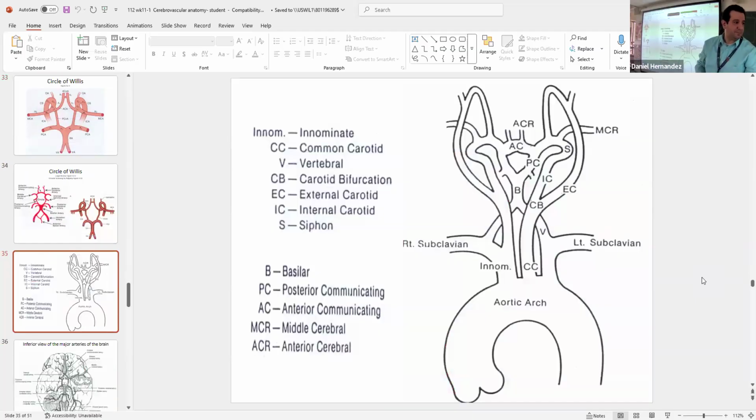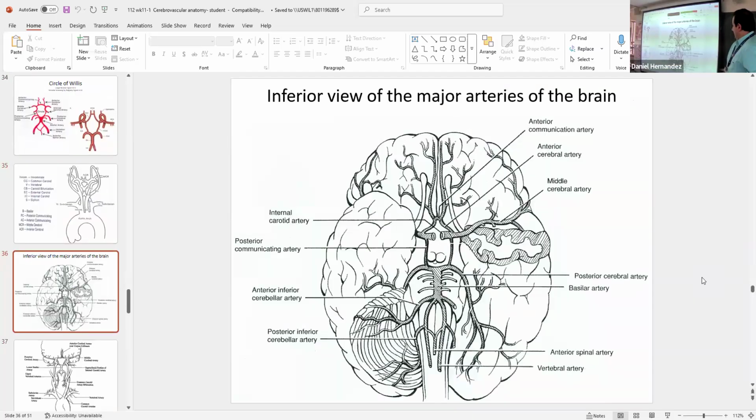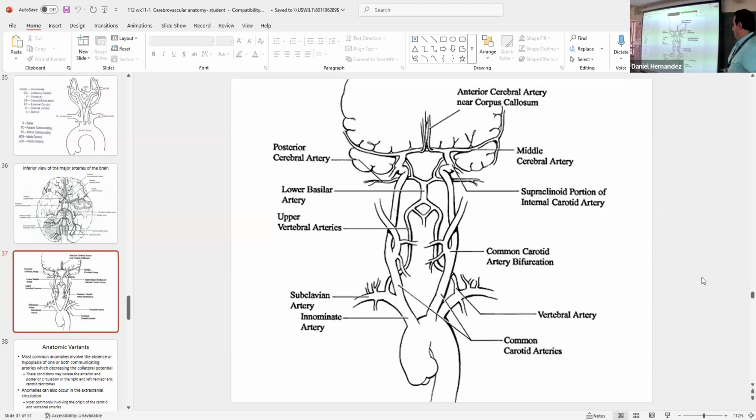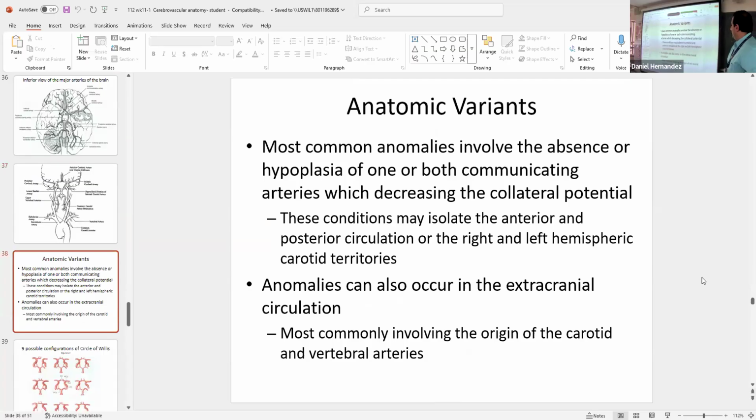These are a little complicated to follow. They're anatomical variants.